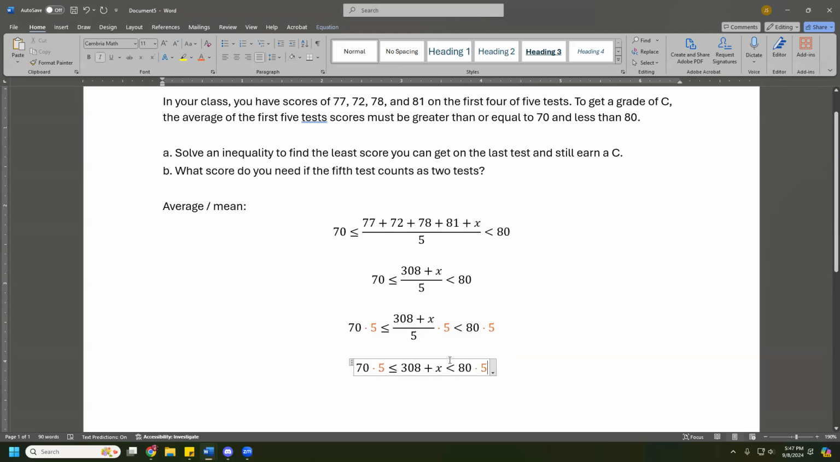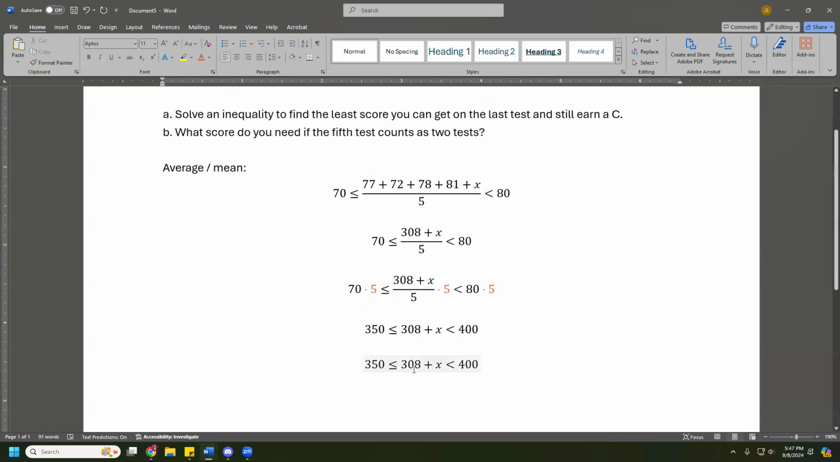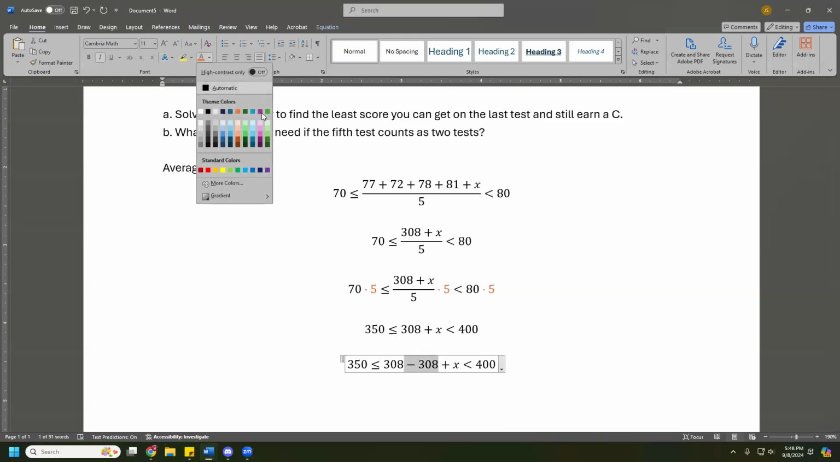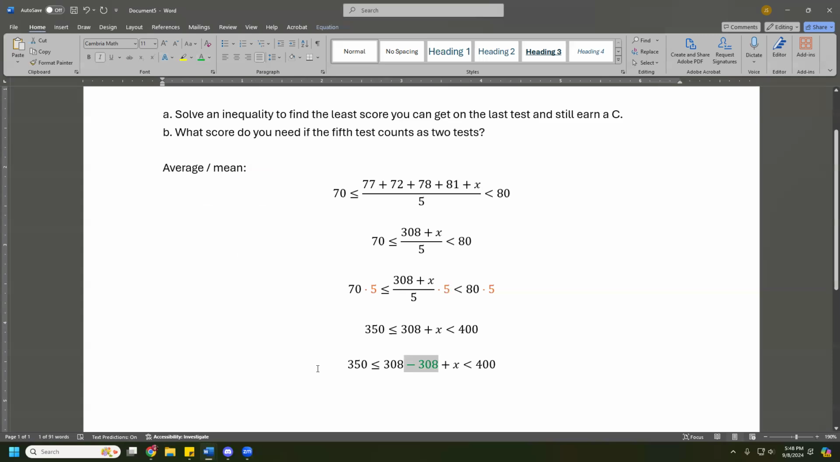On the right over here, I can do 8 times 5 and get 40. So this is going to end up being 400. Over here, this is going to end up being 350 when I just compute the 70 times 5. And now what I want to do is get rid of 308 from everything. So I'm going to do minus 308 to both sides. 308. And like I said, in order for this to be fair, I have to do it to everything.